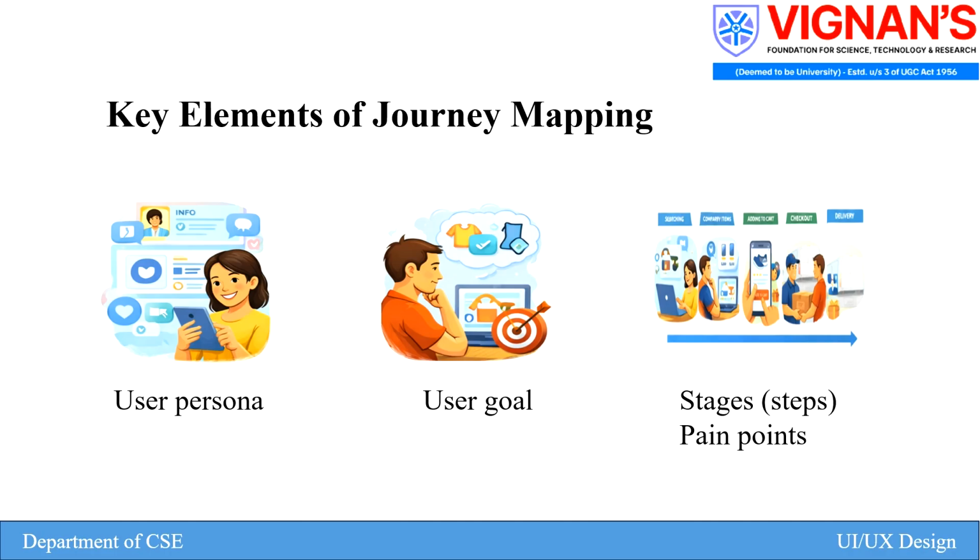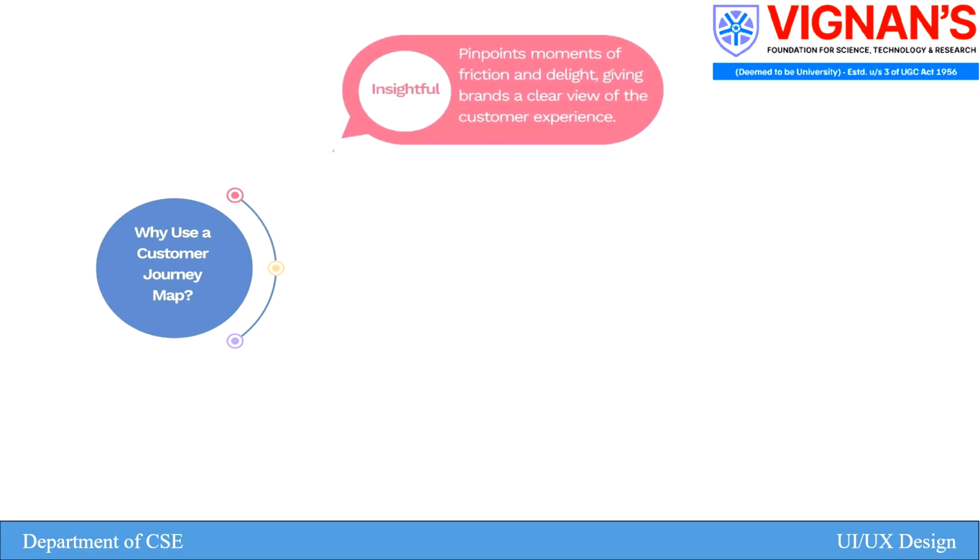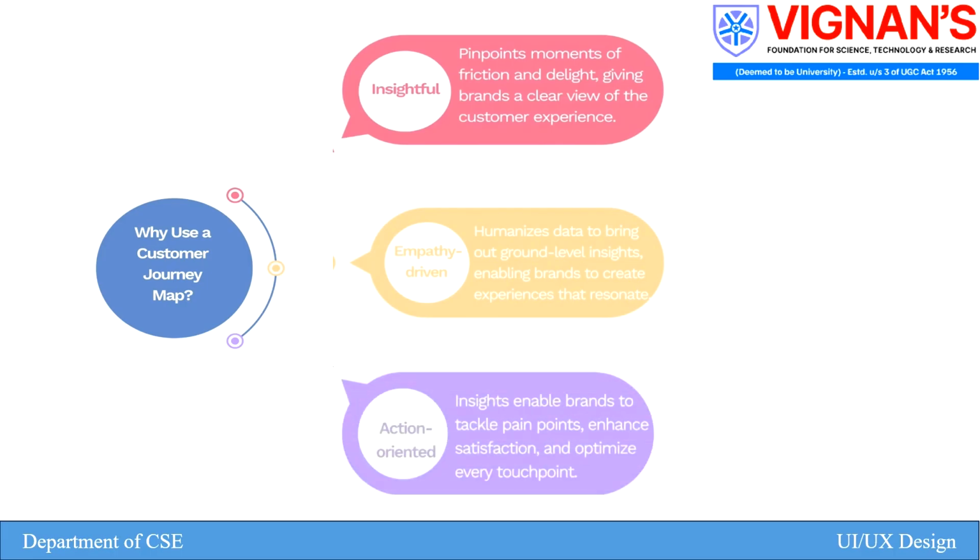Why should we use journey mapping? A customer journey map is able to pinpoint the moments of the customer which give clear insights to the brand about customer experience. A journey map is empathy driven because it humanizes data to bring out ground level insights. And action oriented, meaning those insights enable brands to tackle pain points.